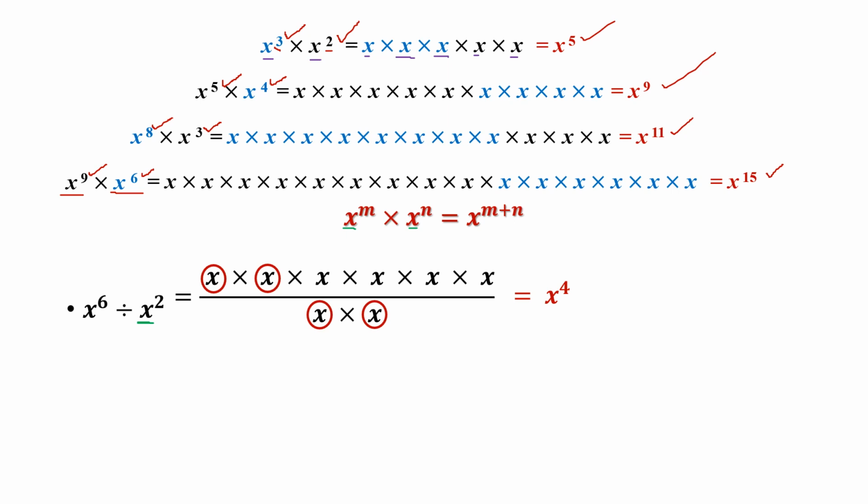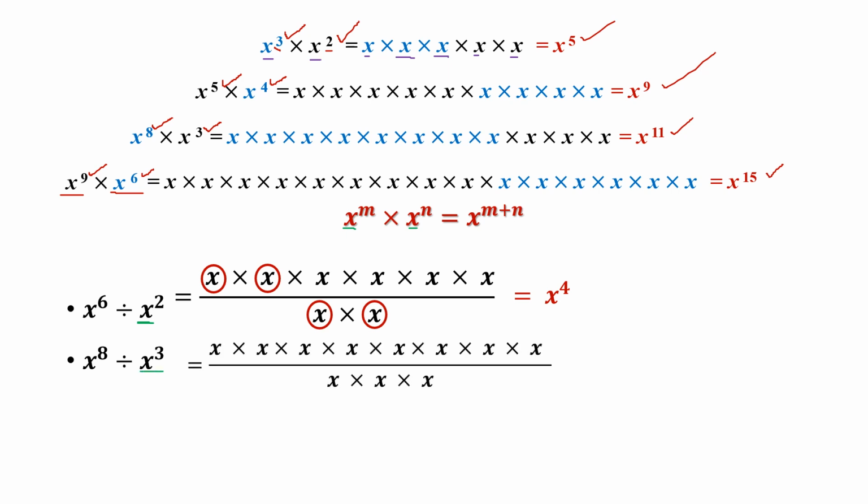Let's move on to our second expression. In this case, we have 8 x's multiplying each other in the numerator, and in the denominator we have 3 x's multiplying each other like this.